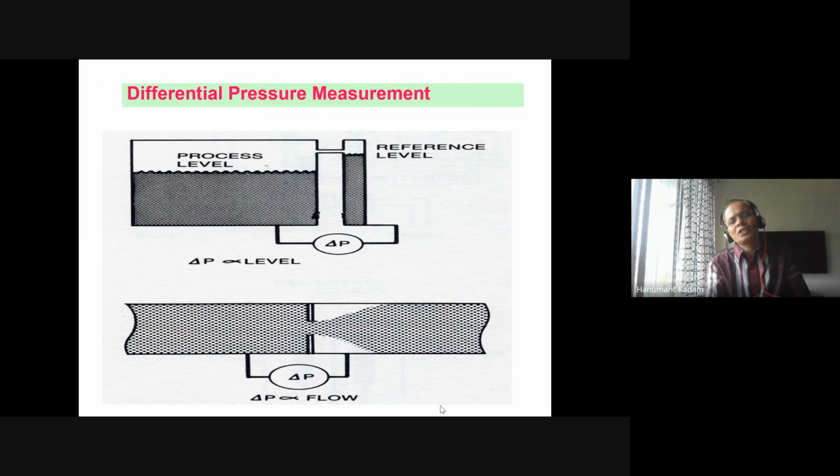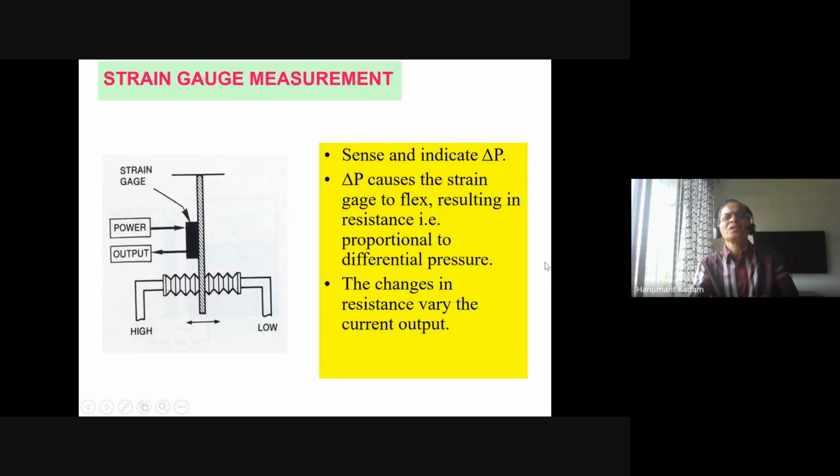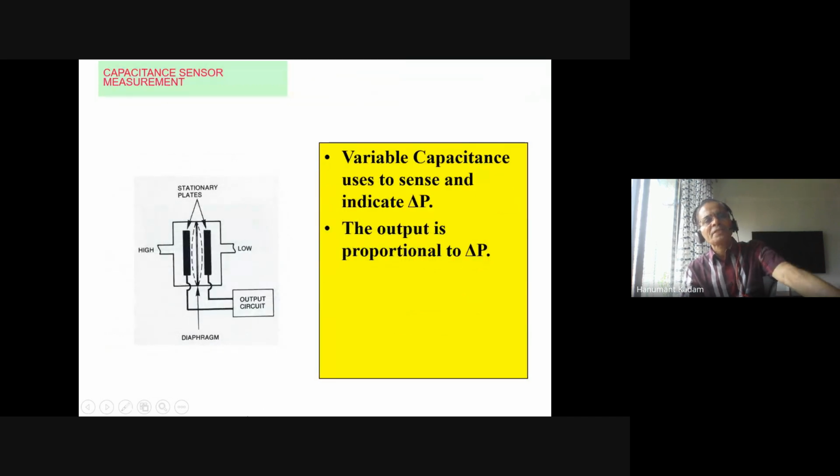If you see the differential pressure, this is the orifice plate, and across the orifice plate we have a differential pressure for flow measurement. So there are various measurement techniques. We'll go fast because last year we discussed basic sensors, but this is a strain gauge measurement. This is a high, low, and this way you get output here. Then the capacitive sensor is the maximum used in the industry. It has high reliability and accuracy also. So this is the capacitive sensor measurement.